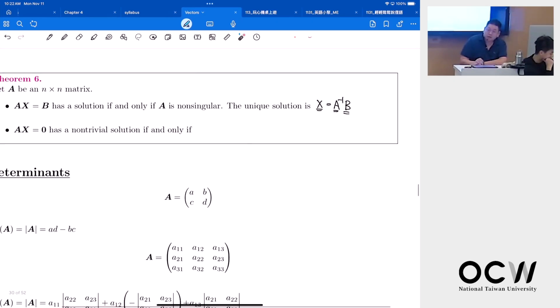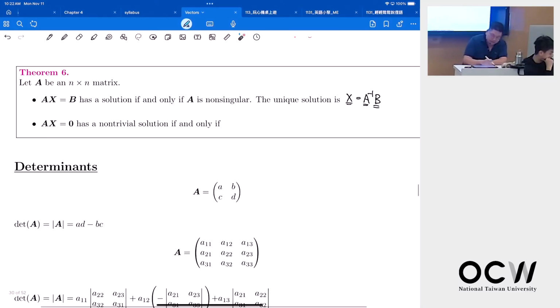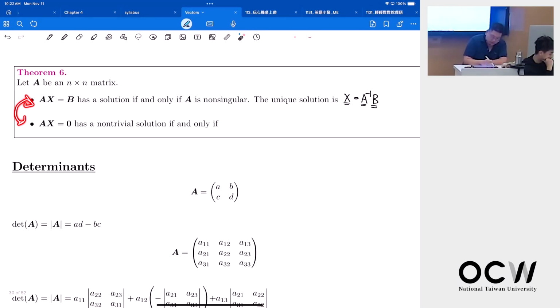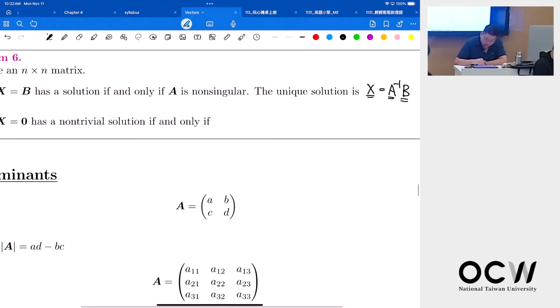Okay. And let's jump to the other way to think, that Ax equals 0. I have a non-trivial solution. Non-trivial solution means that x is not just 0, because with x equals 0, that's a solution, right? Then x is a trivial solution. But for a non-trivial solution, x is not a 0 vector. Then if and only if A is singular.